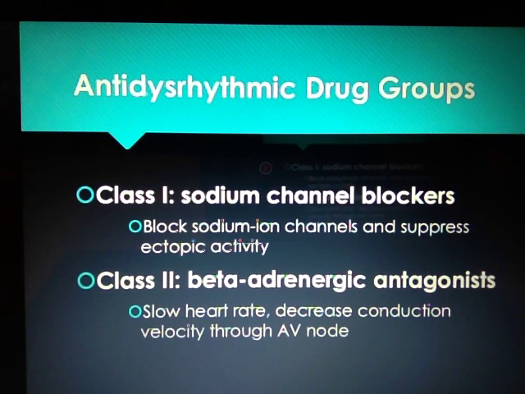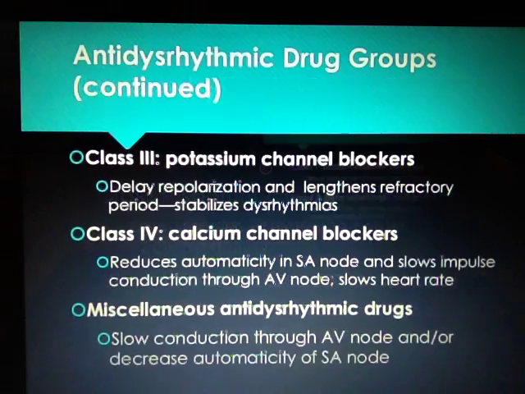We want the electrical activity to come from the SA node for many different reasons. Class 2 or beta blocker medications slow the heart rate, which we know. They decrease the conduction velocity through the AV node, which we haven't talked about too much just yet.